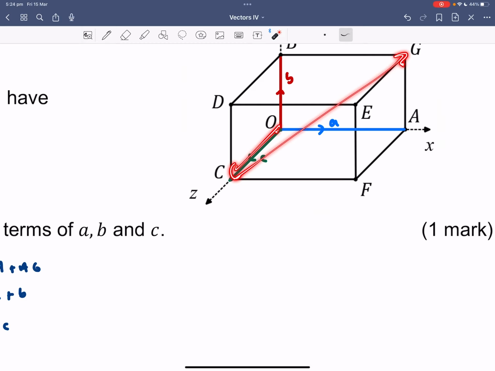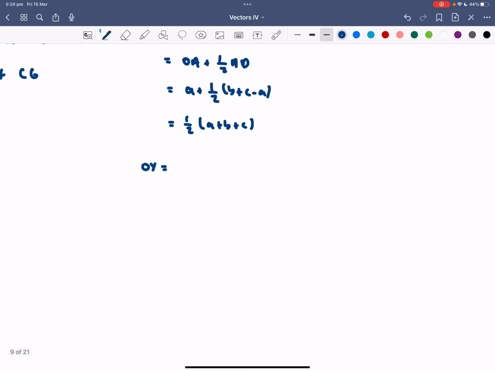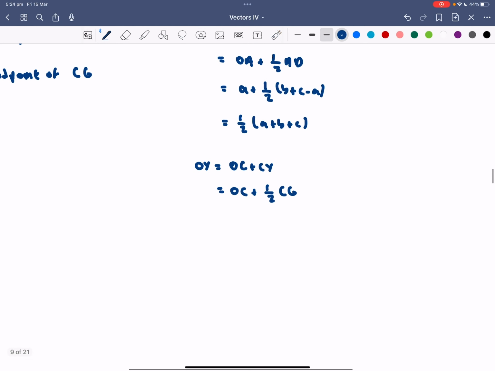So first I'm going to go to C, and then to the midpoint. So O to C, and then C to Y. O to Y is O to C plus C to Y. We just agreed that Y is the midpoint of CG, and you have an expression for CG. A plus B take C. And if I add all that up, that's C, take away half C, which is half C, and literally we end up with half of A plus B plus C.